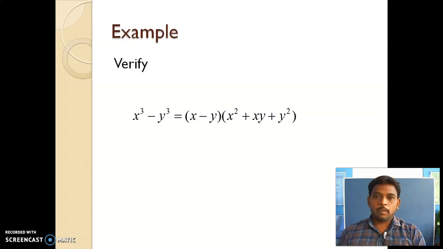Okay, so let us see the first example. Verify x cube minus y cube equals x minus y into x square plus xy plus y square. So this is also one of the expressions. We are going to verify that, that is, left hand side equals right hand side. Okay, so how can you verify that? So let us see the solution video now.